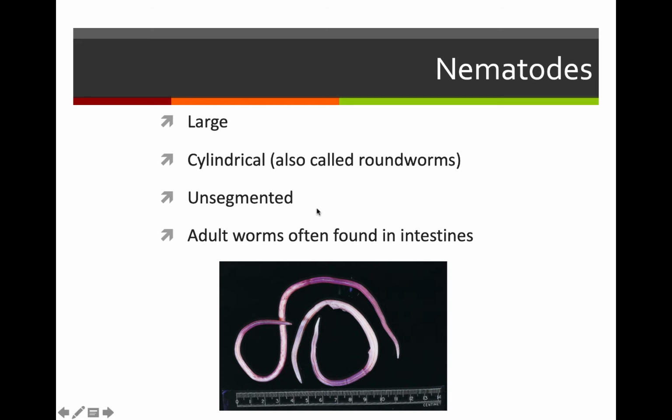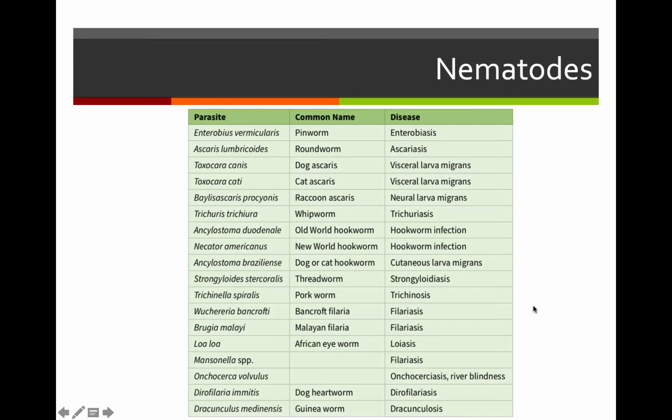Unlike typical worms like earthworms that we think of, which are annelids and belong to a completely different group, our nematodes are unsegmented. We will also see some of our tapeworms have segments, but these are quite smooth with no segments. The adult worms are often found in the intestines. There are lots of roundworm infections. Many of them do infect humans.